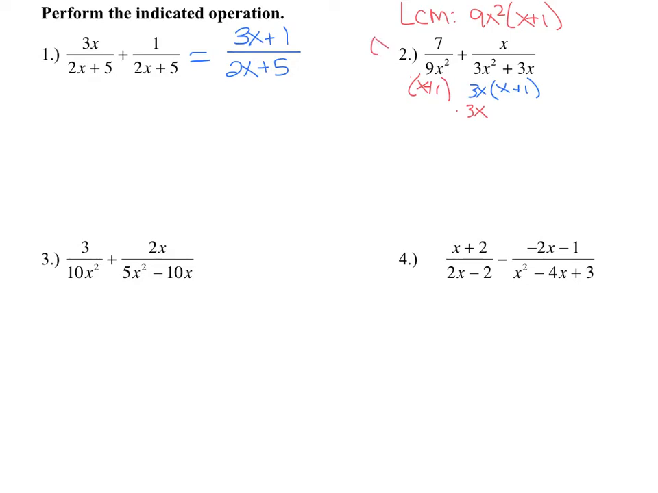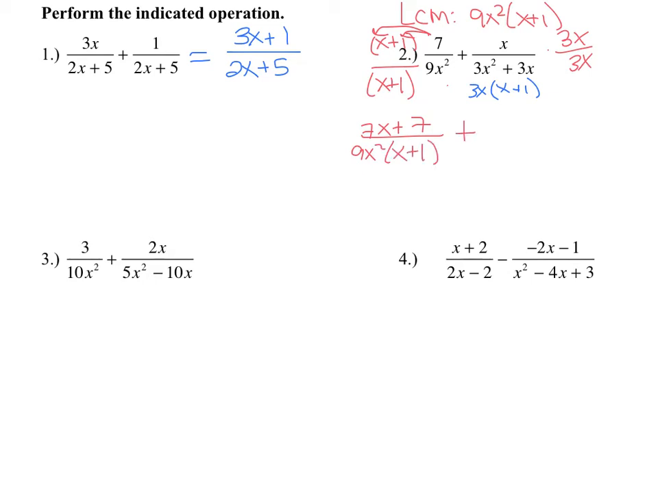So I'm going to take this first fraction times x plus 1 over x plus 1. Move this over here. Then I'm going to take this second fraction times 3x over 3x. So that my first fraction, I have to use the distributive property in the numerator and get 7x plus 7 over 9x squared times x plus 1.